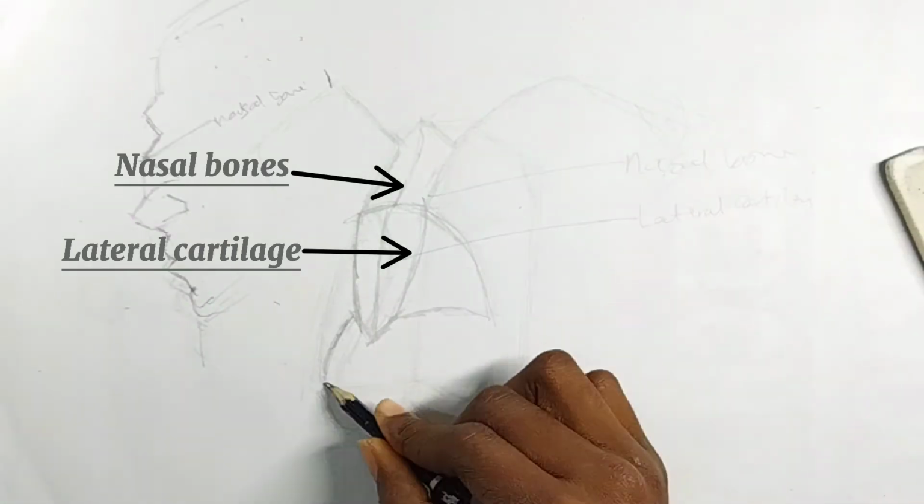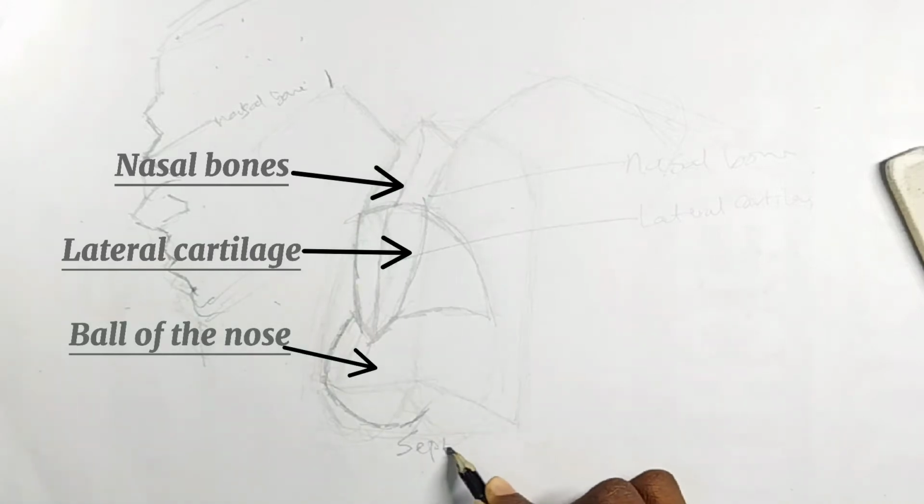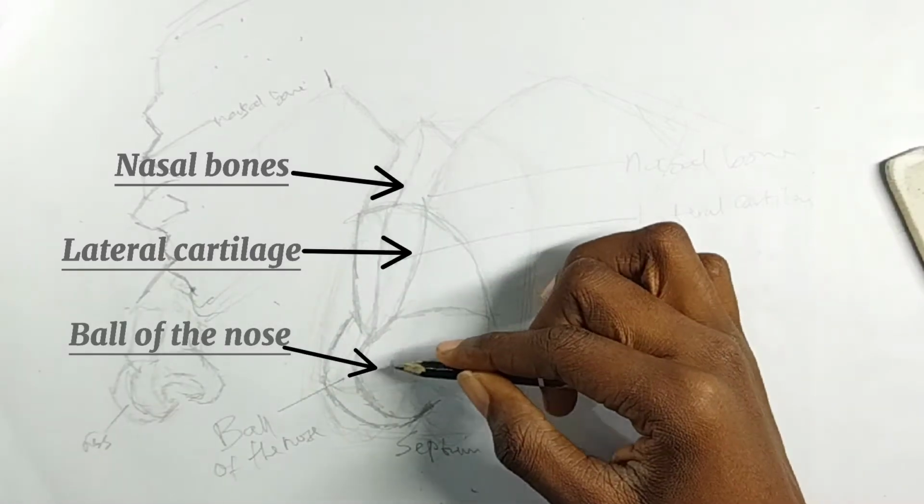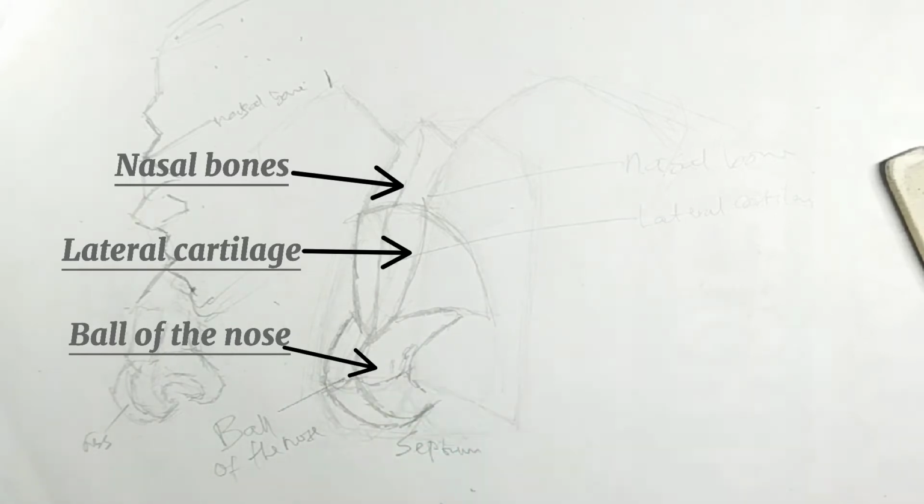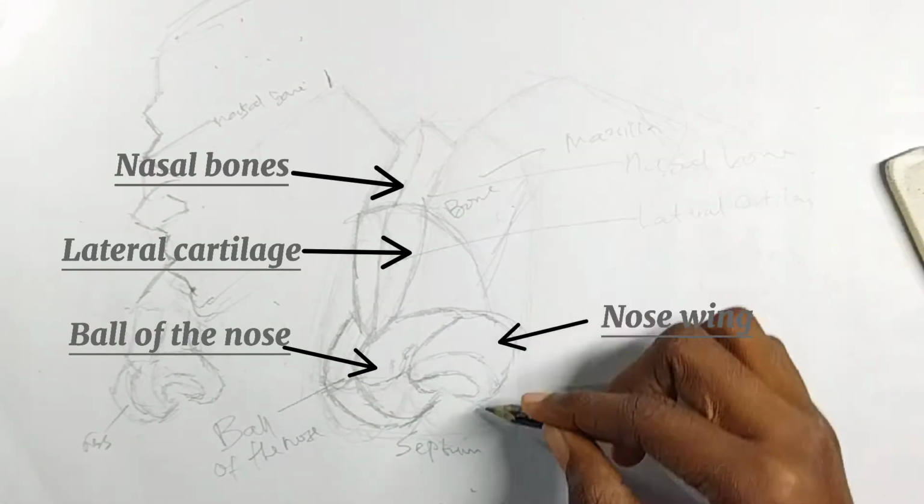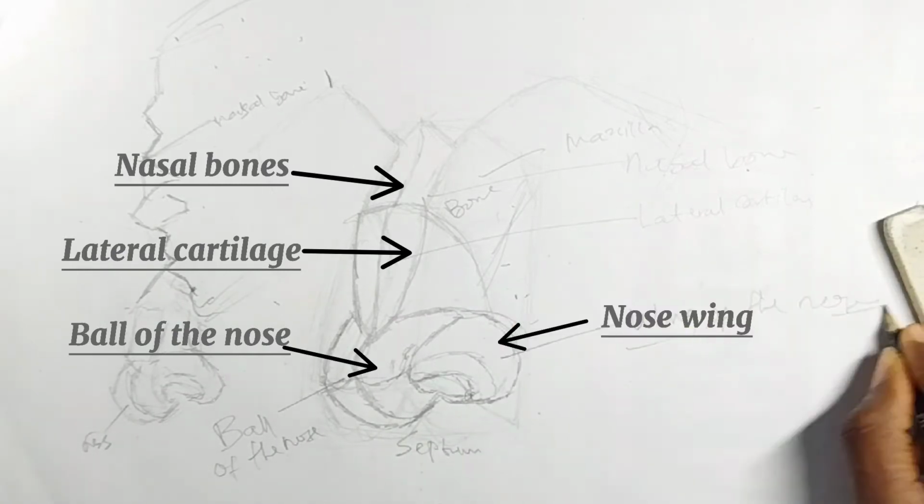So lastly, on the top plane we have the ball of the nose, which crawls down to the bottom plane, connecting to the septum, which causes a bump under your nose, inside your nose. So lastly we have the wing of the nose, which curves around the nose, forming the nostril.